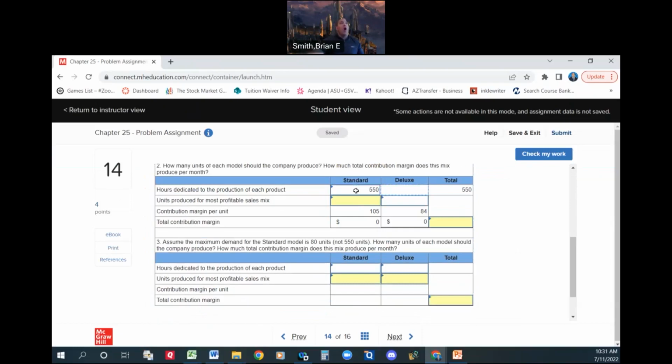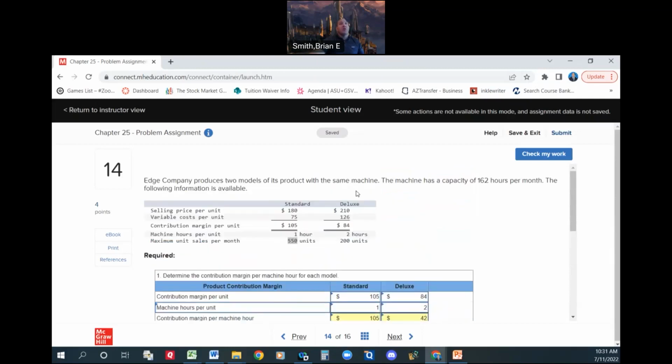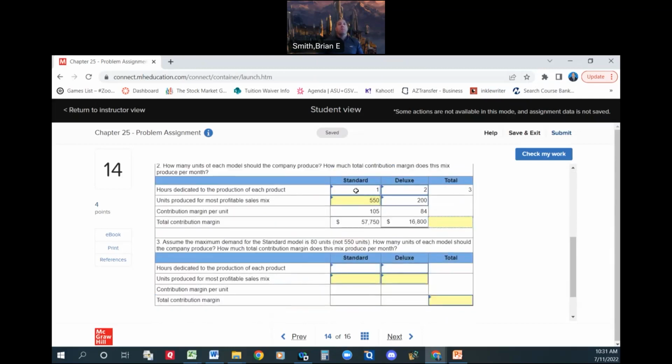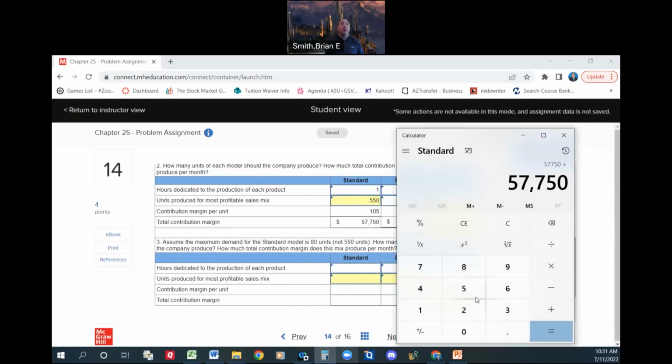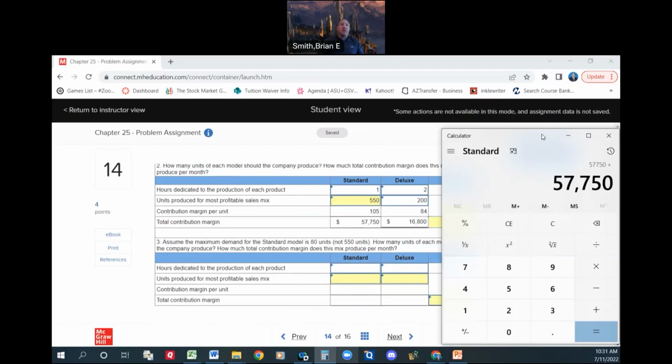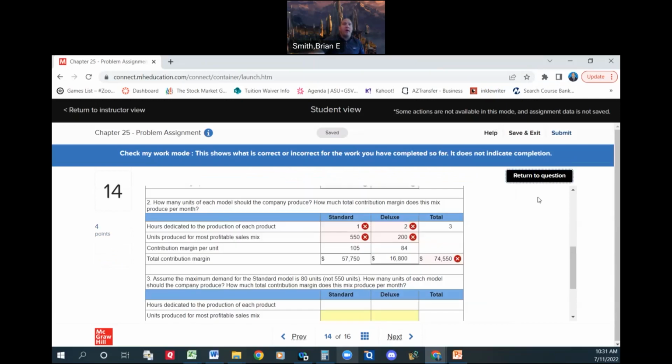Oh, excuse me, no, this is 1 and this is 2. 550, and this one is 200. Contribution margin per unit, there you go. Let's add those together. Let me open up my calculator. 57,750 plus 16,800 is 74,550. Let's check our work, make sure I did that right. Nope, I didn't do anything right.